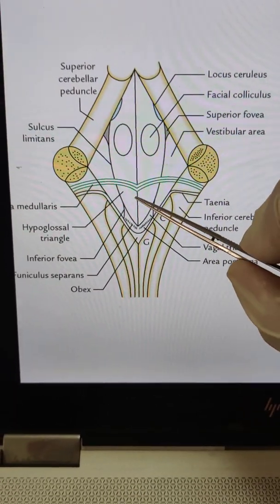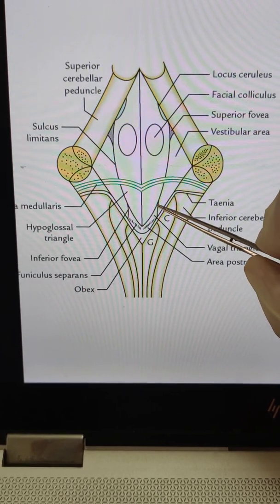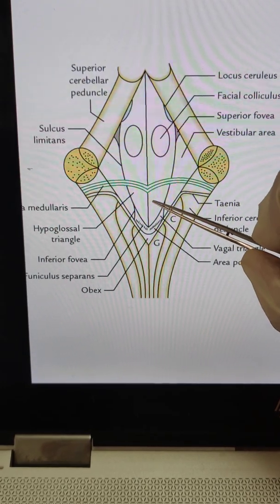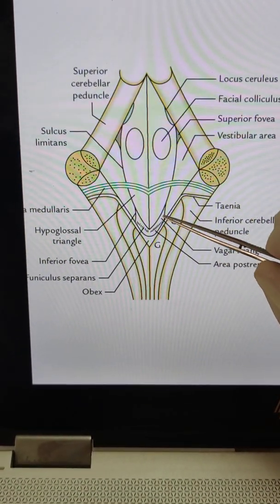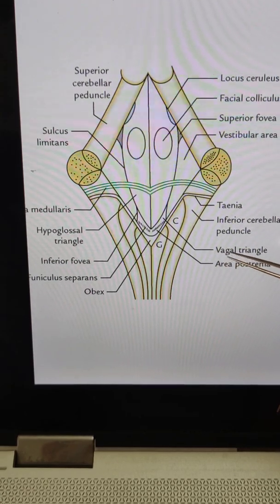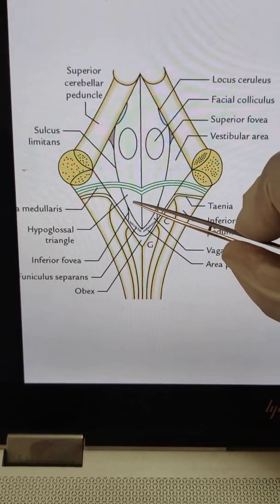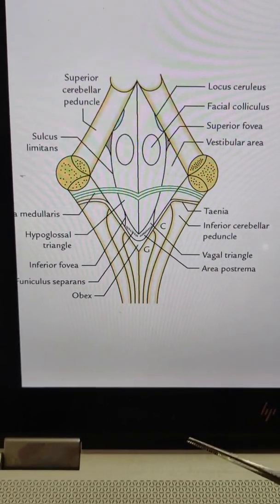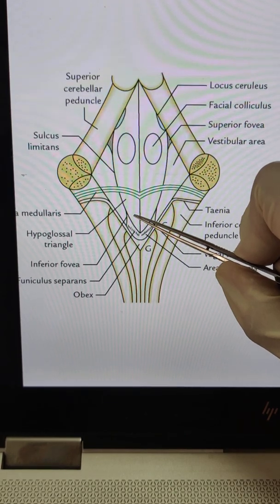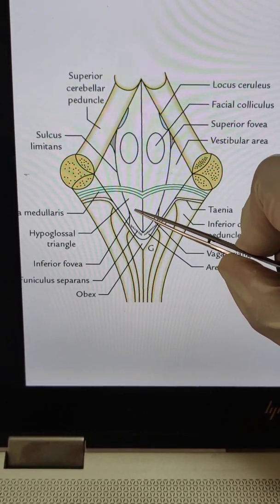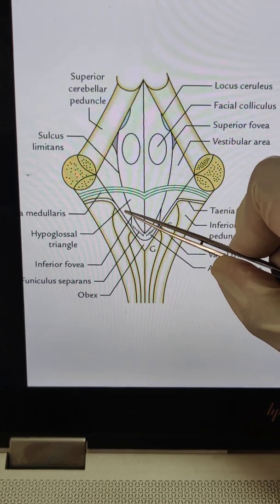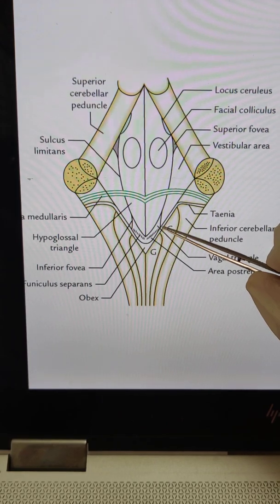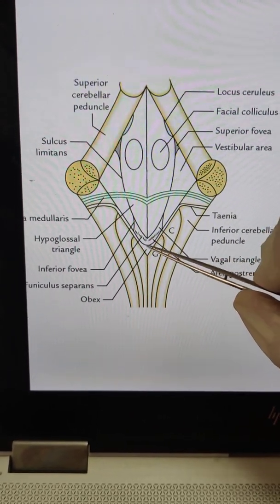Here you can see this is the inferior fovea, and there is one ridge from the sulcus limitans. Medial to it, this triangle is called the hypoglossal triangle, and lateral to it is the vagal triangle. The hypoglossal triangle is further divided into two parts by the faint oblique ridge. The medial part lies over the hypoglossal nucleus, and beneath the lateral part there is the nucleus intercalatus.